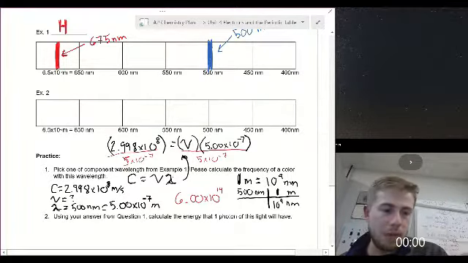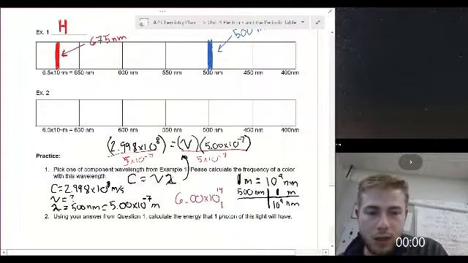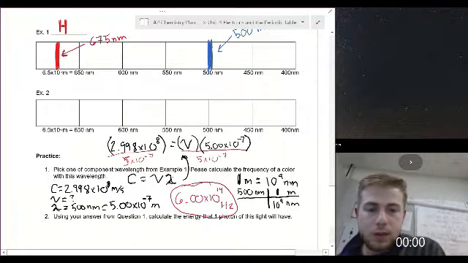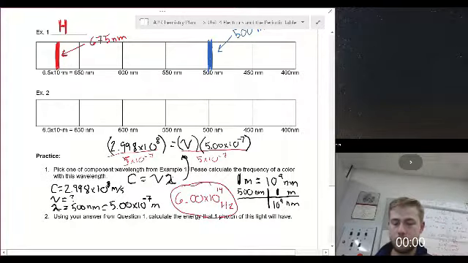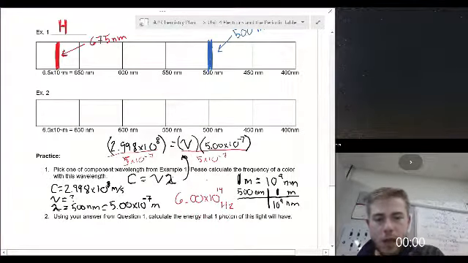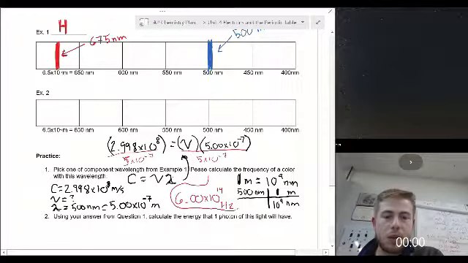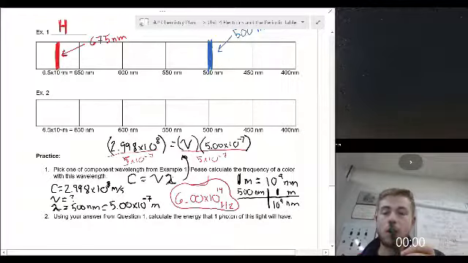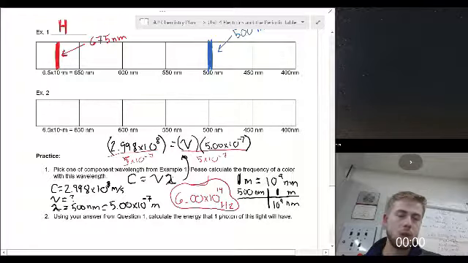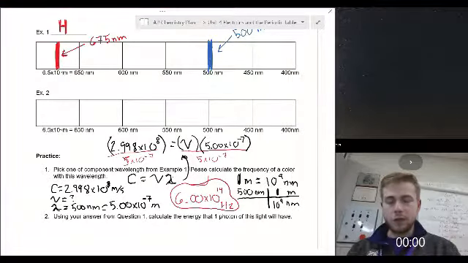So frequency is amount of waves per second, so that would be hertz. Okay. So that would be the answer for that one. The biggest trick for this one is making sure to remember to turn your wavelengths from nanometers into meters. That's the biggest trick for these ones.